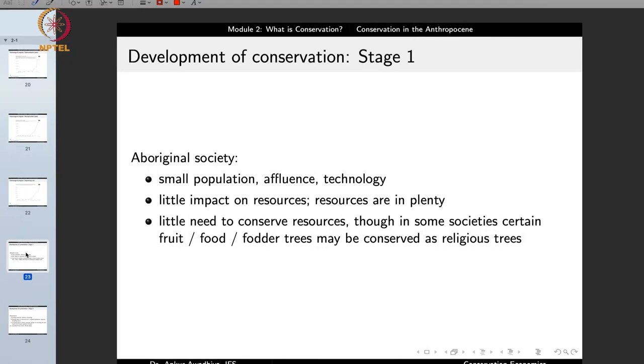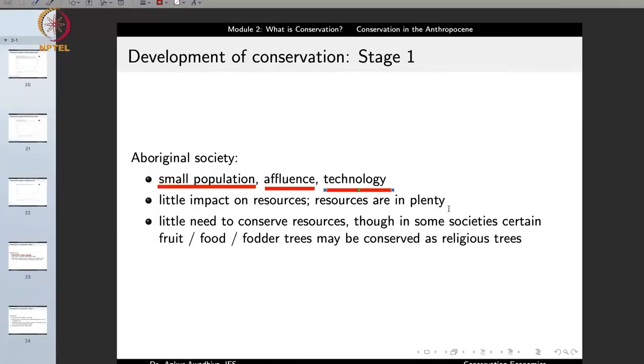Now, if we look at the impact of humans, we can divide human history into three different stages. In the early society, in the Aboriginal society, we had small p, small a, and small t. Small population, less affluence, less technology. Because there was a small population, there were fewer mouths to feed, so there was less requirement of resources. Because the affluence was low, people just did not feel a need to have more resources. They just did not know about having resources such as air conditioners or computers. So the affluence was very low. And the technology was also missing.